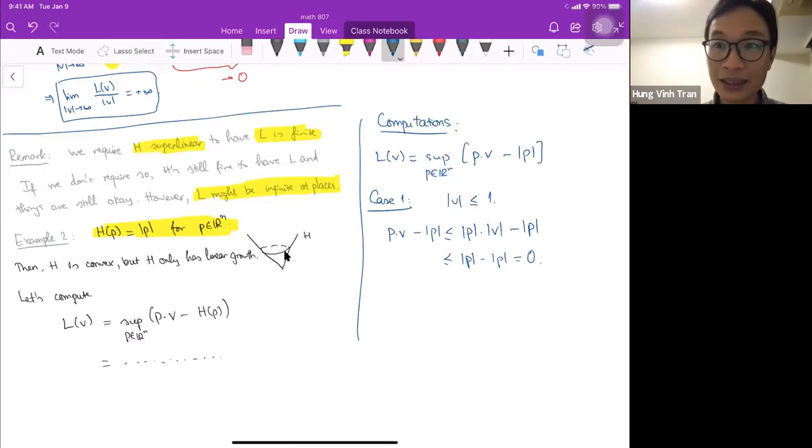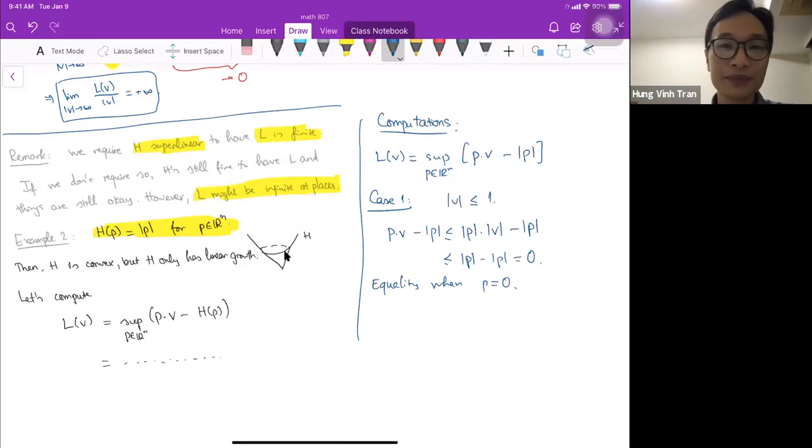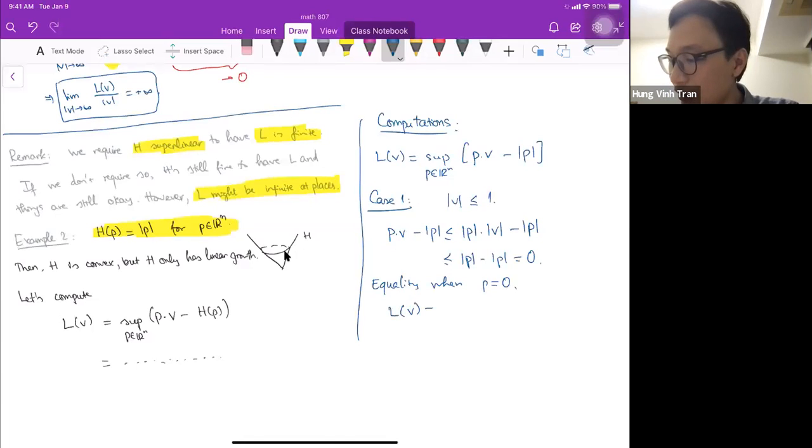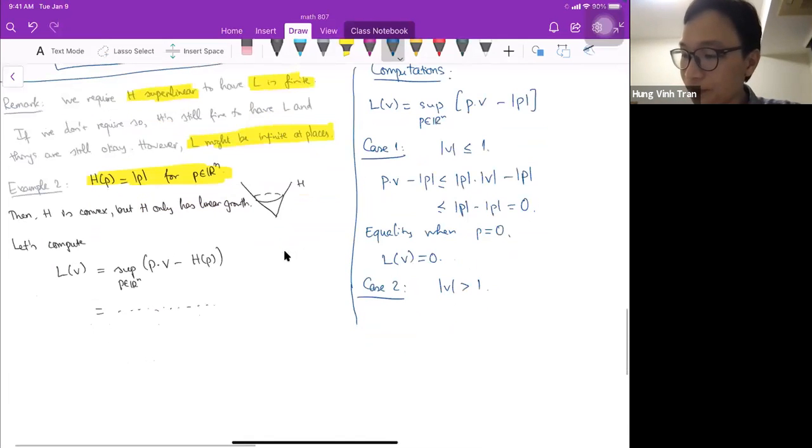So clearly in this case, L of v is already less than or equal to 0. Does that make sense? And does equality happen? We do have equality when P equals 0. So that means that in the first case, L of v is 0.